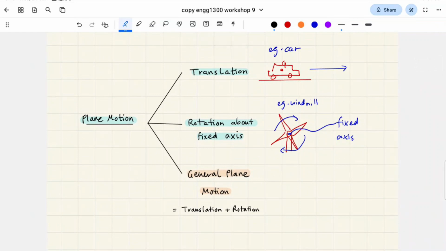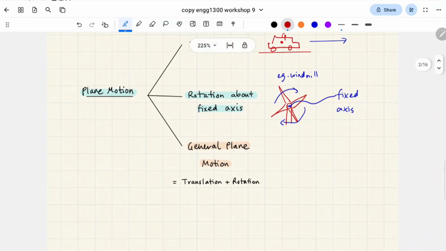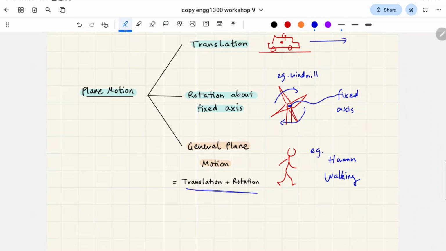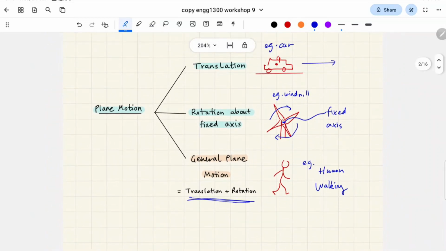And with rigid bodies, you can also encounter general plane motion. So we can draw this well. There you go. It's like Walt Disney. So human walking or some sort of complex motion, that would be considered general plane motion, because general plane motion is pretty much anything which doesn't fall under the first two categories, which is exclusively translation and exclusively rotation, right? So this is a combination of rotation and translation, right?